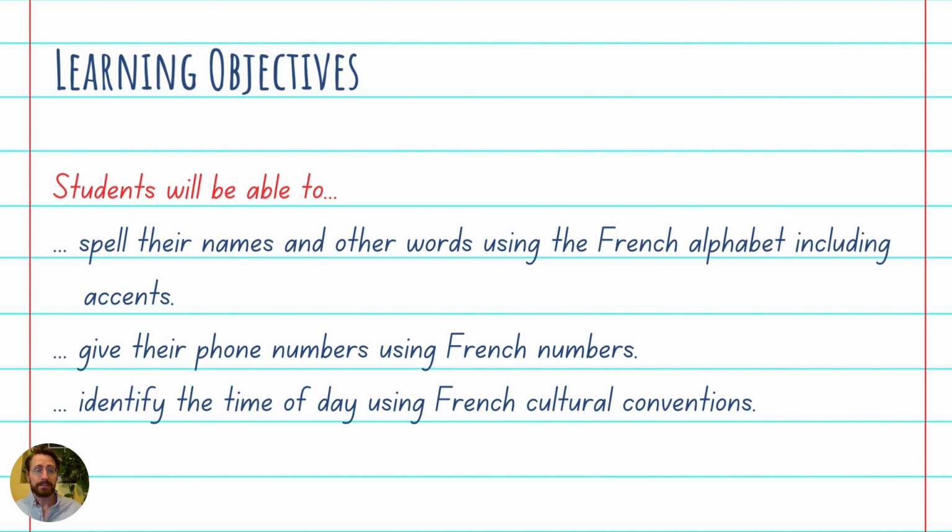By the end of this lesson, students will be able to spell their names and other words using the French alphabet, including accents. Give their phone numbers using French numbers, and identify the time of the day using French cultural conventions. Okay, let's get started. C'est parti.